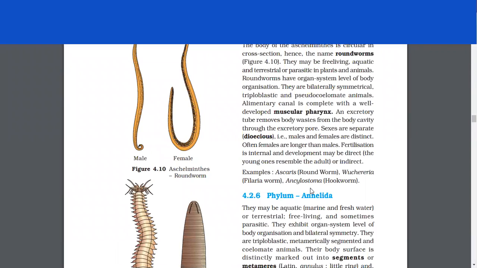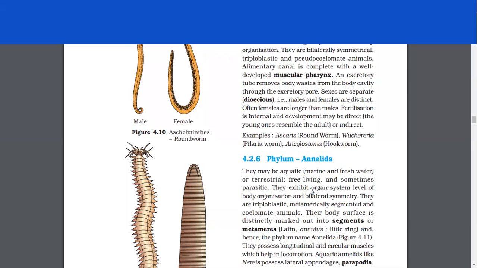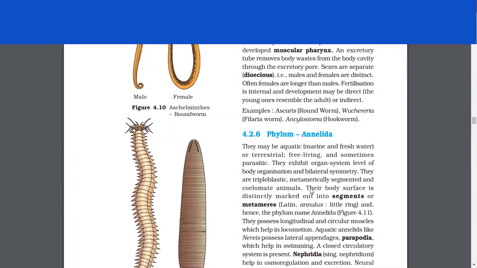They are bilaterally symmetrical, triploblastic, and pseudocoelomate animals. Alimentary canal is complete with a well-developed muscular pharynx. An excretory tube removes body waste from the body cavity through the excretory pore. Sexes are separate, that is, males and females are distinct. Dioecious condition. Often females are longer than males, fertilization is internal, and development may be direct or indirect. Examples: Ascaris, Wuchereria, and Ancylostoma.